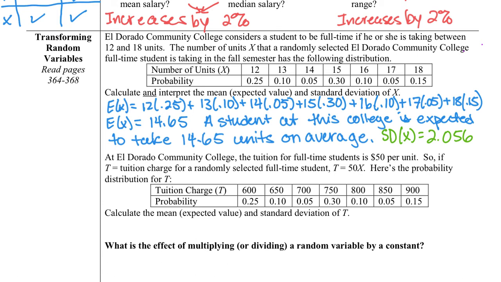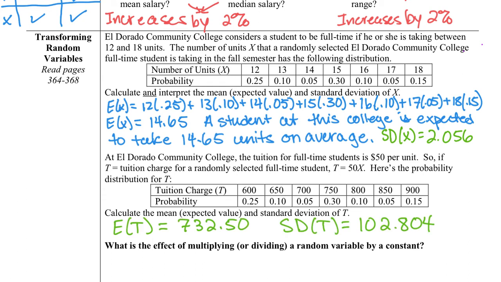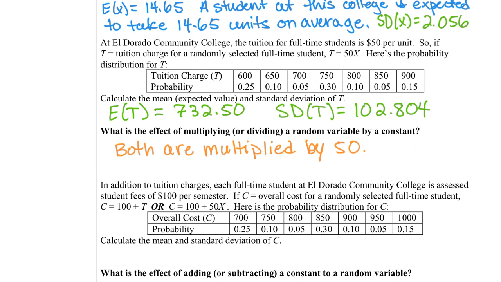Given what we did in the warm-up, what would you expect to happen to the mean and the standard deviation? How would it change by multiplying our units by the $50? So hopefully you predicted that we would multiply both the expected value and the standard deviation by the $50. Now, notice here I've changed my variable to T because it said to call my random variable T this time. So it's E of T and standard deviation of T. So expected value and standard deviation. So our simple answer there is both were multiplied by 50.